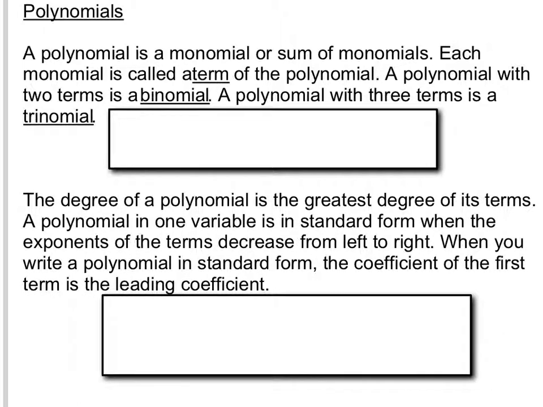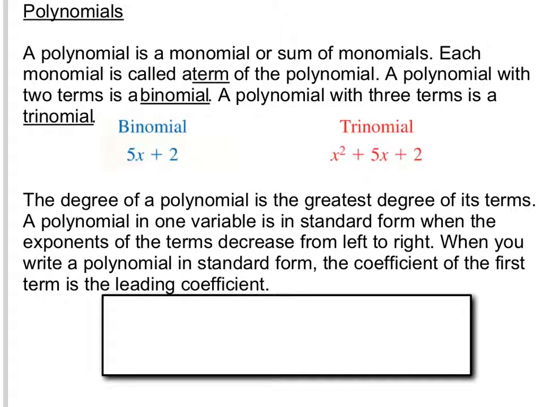Bi meaning 2, like bicycle. A polynomial with 3 terms is called a trinomial. Tri, once again, meaning 3. Here is an example of a binomial, 5x plus 2. It has 2 monomials, 5x and 2. And a trinomial, x squared plus 5x plus 2. x squared, 5x, and 2 are each monomials. So their sum makes a polynomial, specifically a trinomial.